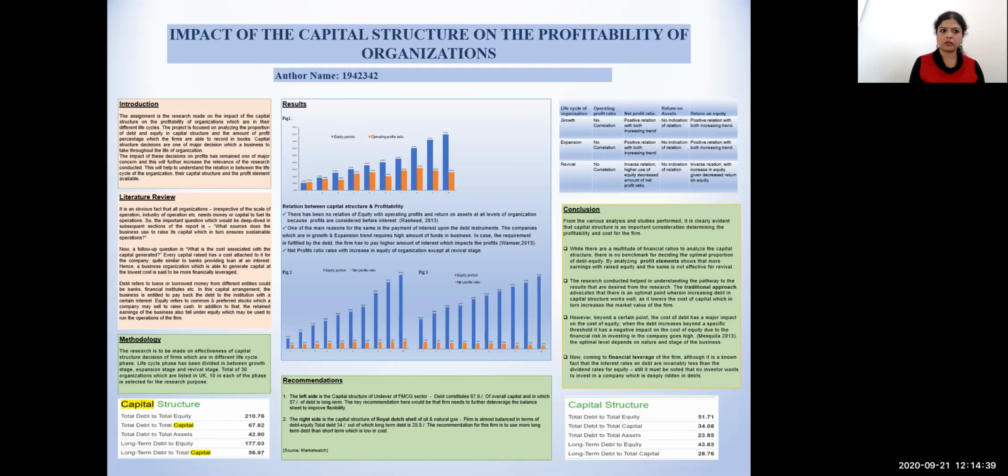When I got into the further literature review and research, I got to face a few more questions. Generally, the obvious fact which everyone knows is that all organizations, irrespective of the scale, need money to fuel their operations. For that, they have to raise funds. And what sources does the business use to raise the capital is the first question. It is debt and equity.